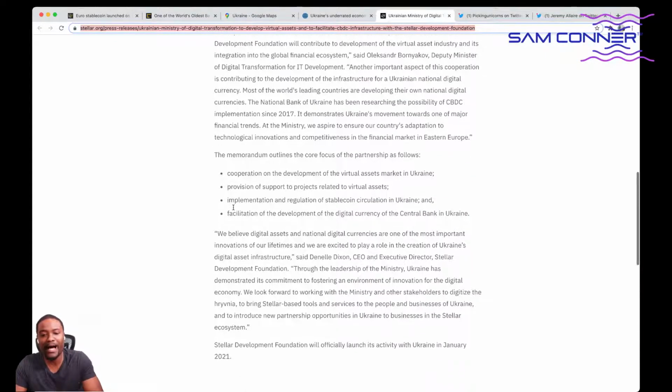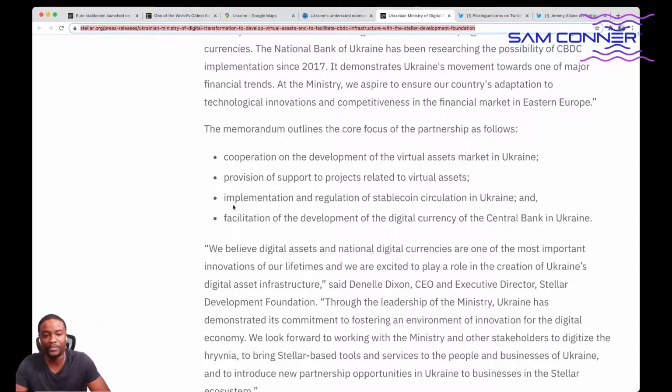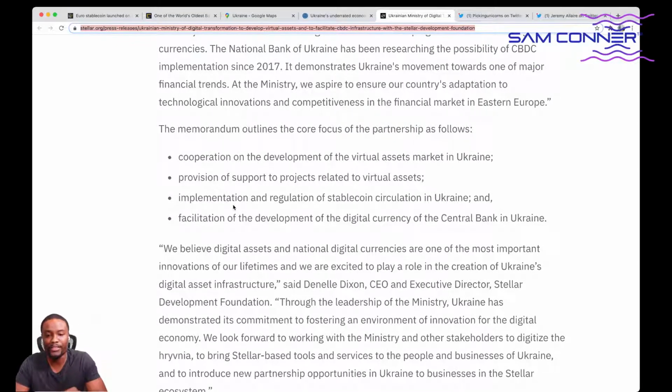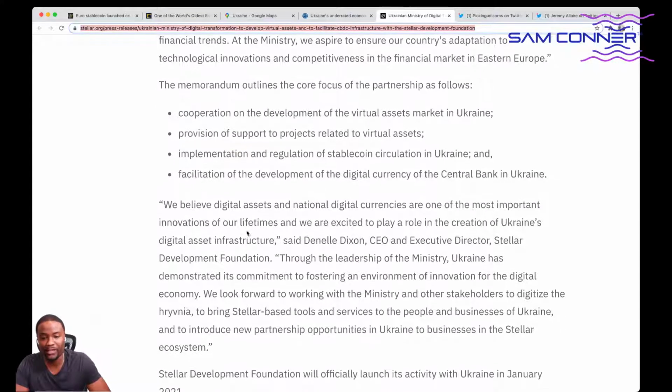The memorandum outlines the core focus of the partnership as follows. And once again, this is directly from Stellar. So the cooperation on the development of the virtual assets market in Ukraine, the provision of support to projects related to virtual assets, the implementation and regulation of stablecoin circulation in Ukraine, and facilitation of the development of the digital currency of the central bank in Ukraine.